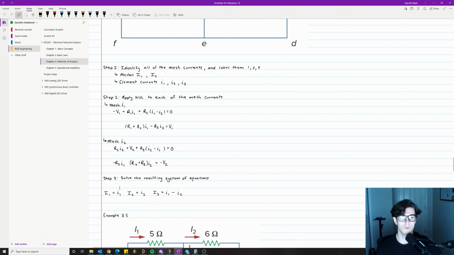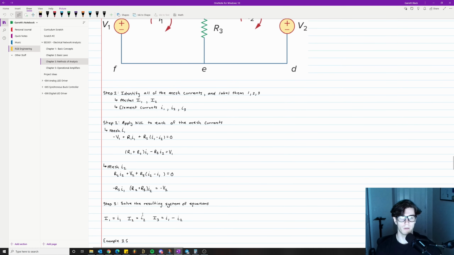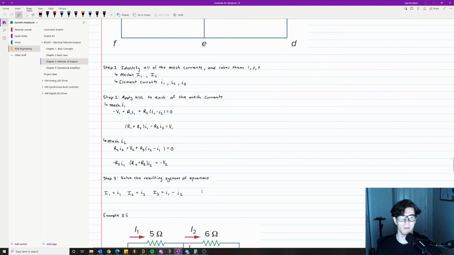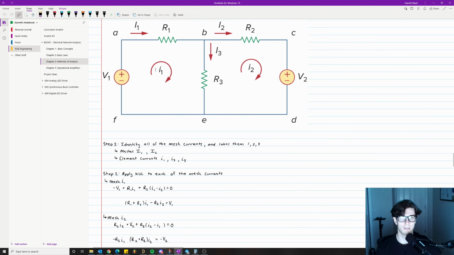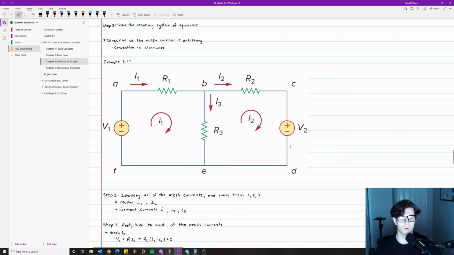Step 3 is solve the resulting system of equations. We know that I1 is equal to mesh 1 because there are no other elements right here. We know that I2 is equal to mesh 2 because again, there are no other elements here. And then we know that I3 is equal to I1 minus I2, which probably makes sense, or maybe it doesn't make as much sense because these are just algebraic terms. We're going to work on an example with real numbers so we can see what we're talking about.